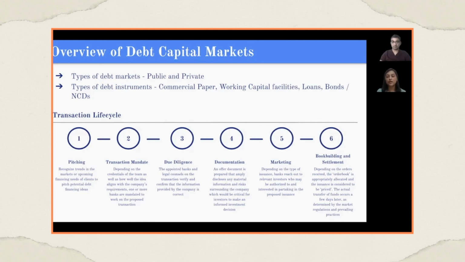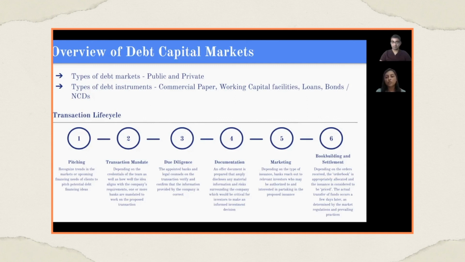Because banks that are marketing a particular instrument need to be very sure that the information they are presenting to potential investors is accurate to the best of their knowledge. So they have to conduct due diligence on the financials, the business, the management, and the future projections or strategy they have in mind. That is a very exhaustive process that needs to be taken up by the banks as well as the legal counsels appointed on the transaction.